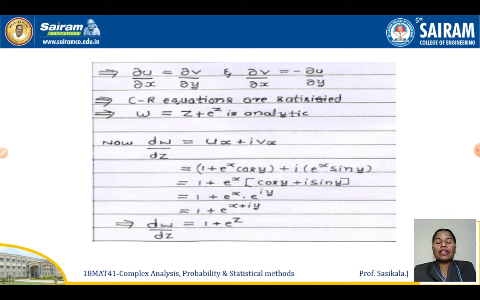That means dw/dz, which is equal to ux plus i vx, and ux we have found it, so replace it: 1 plus e^x cos y plus i e^x sin y. So again I can write it as cos y plus i sin y, which is nothing but e^(iy). So I will get 1 plus e^(x+iy). x plus iy is nothing but z. Alright, so dw/dz is nothing but 1 plus e^z.